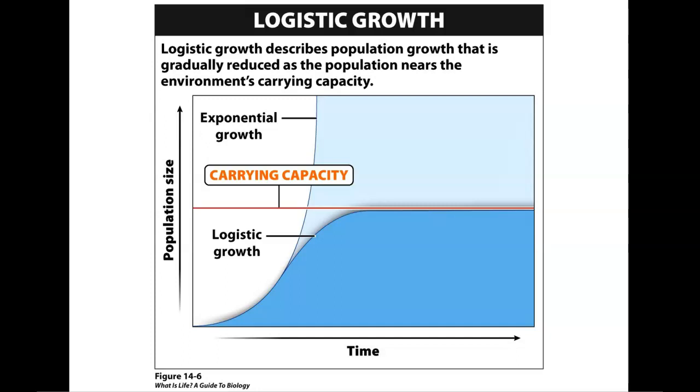Quite often, you'll see population oscillations, which is basically population cycles between periods of rapid growth and rapid shrinkage. So it'll go up and then it'll go down.